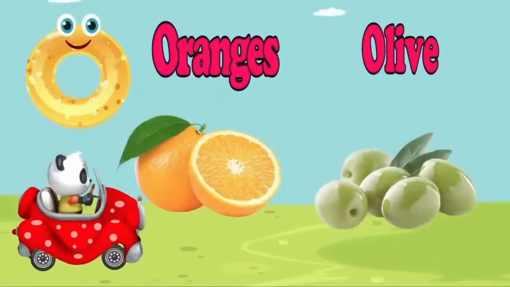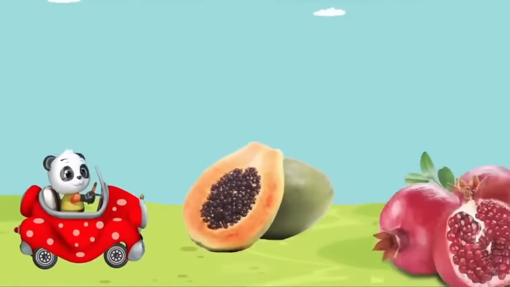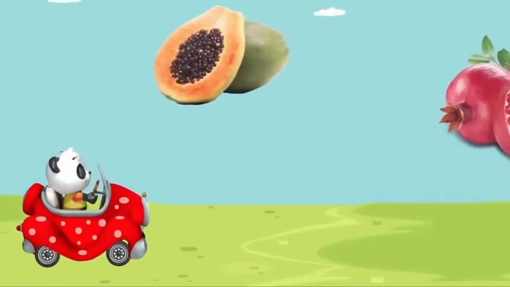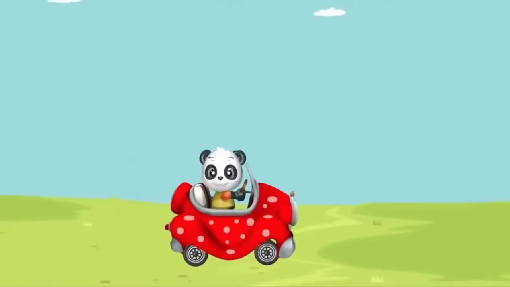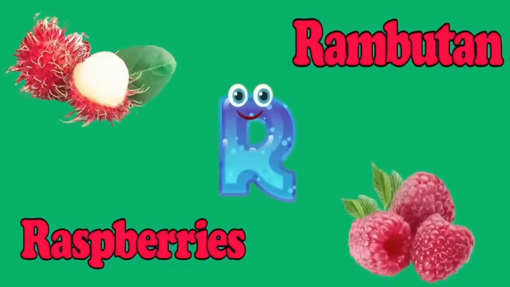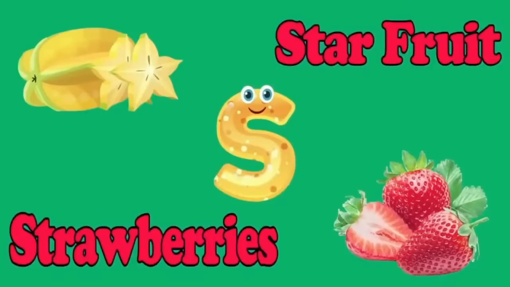O is for olive, olive. O is for oranges, oranges. P is for papaya, papaya. P is for pomegranate, pomegranate. Q is for quince, quince. Q is for carambola, carambola. R is for rambutan, rambutan. R is for raspberries, raspberries. S is for star fruit, star fruit. S is for strawberries, strawberries.